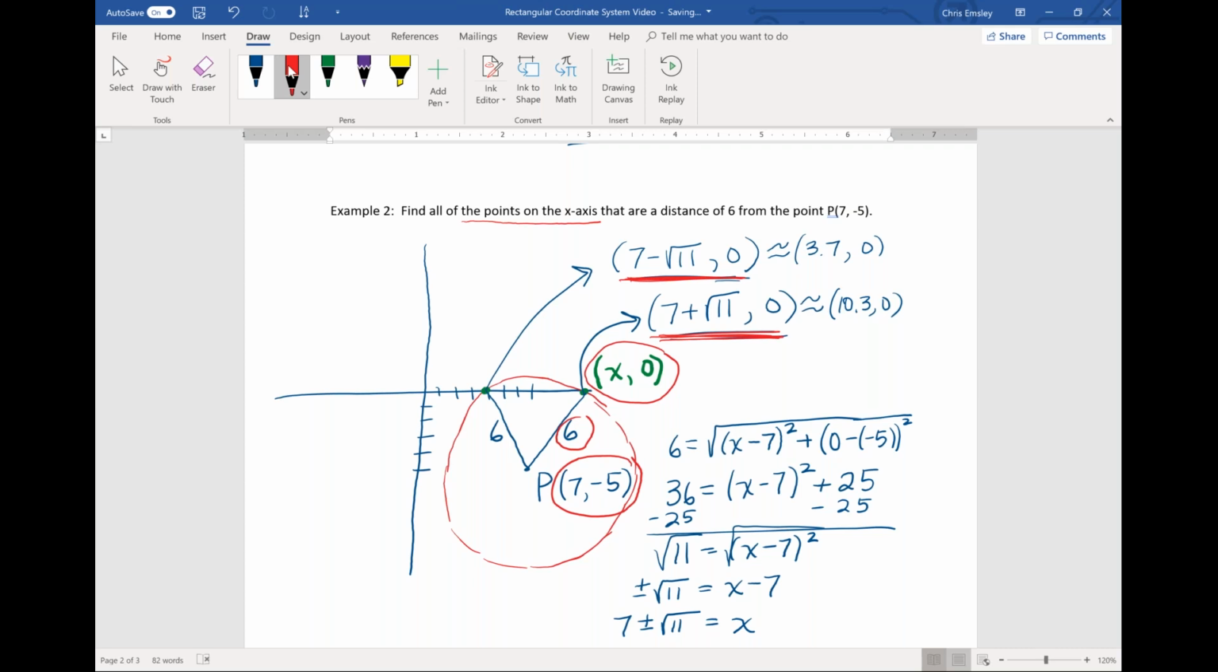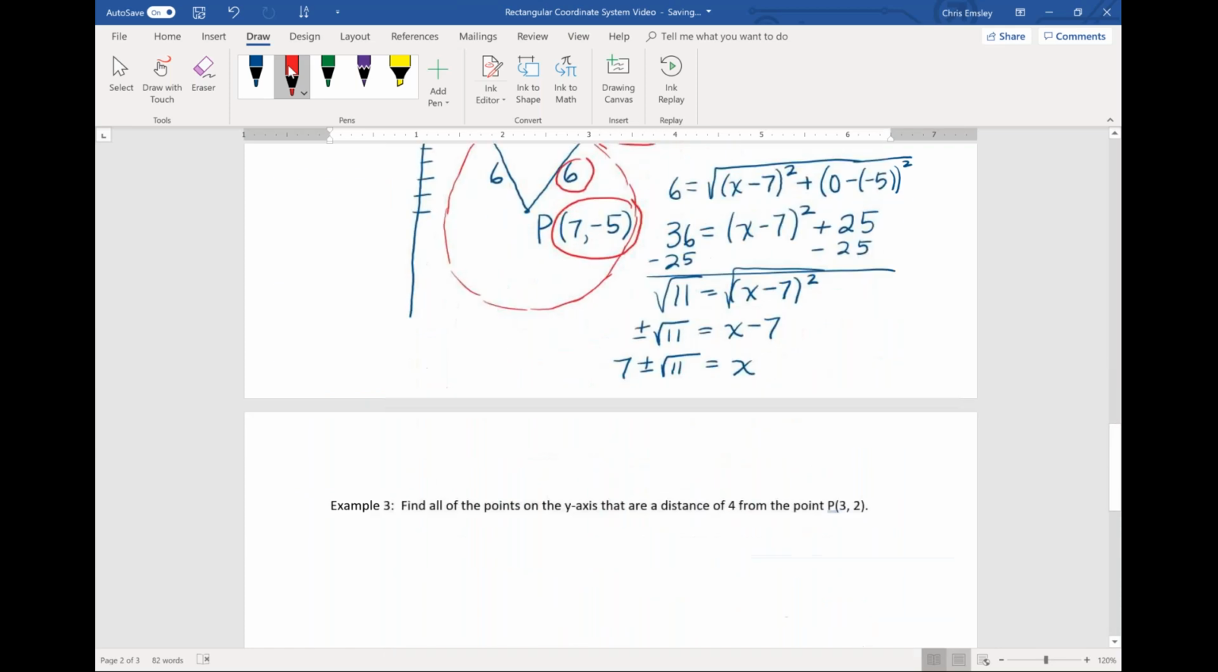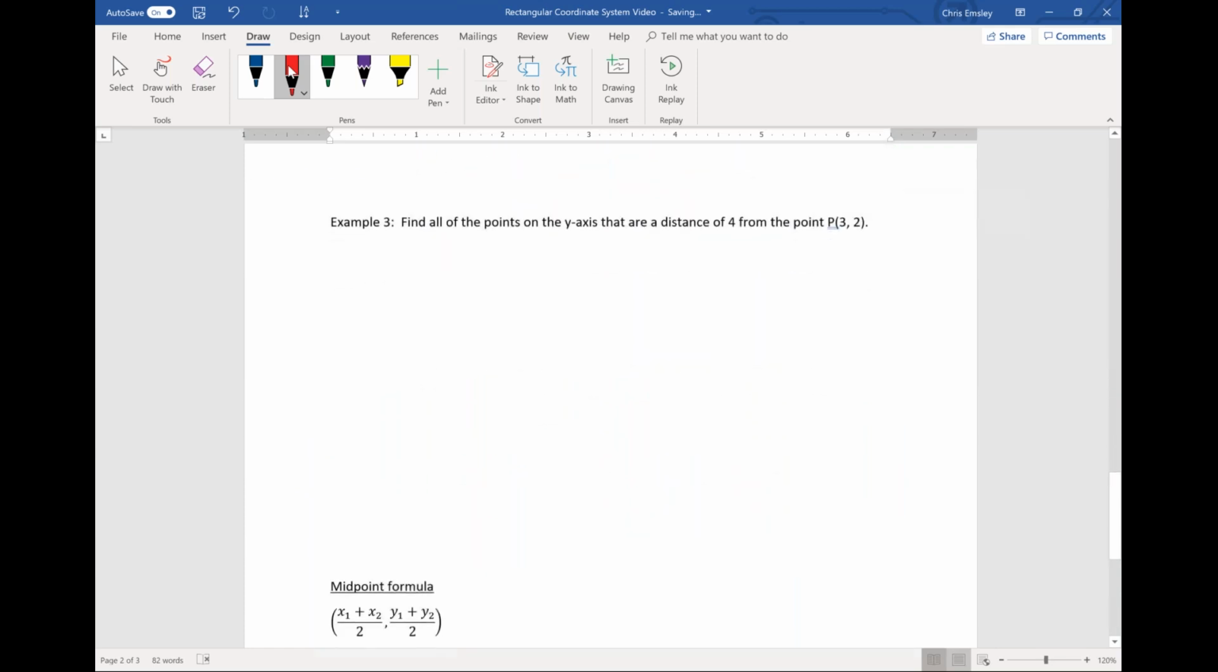Okay, the next example is very similar, but instead of finding all the points on the x-axis, we're going to find all the points on the y-axis. So again, let's start off with a little picture over here. Our point this time is (3, 2), so it's about there.